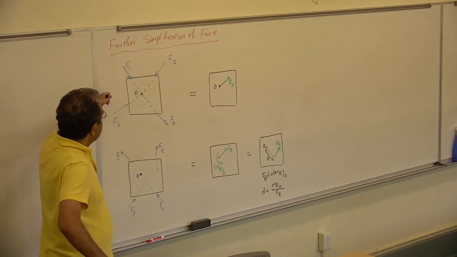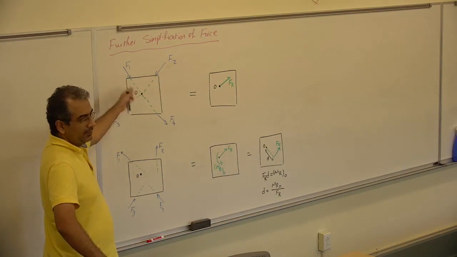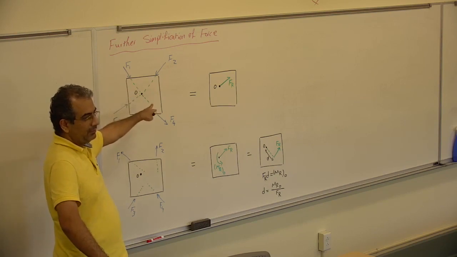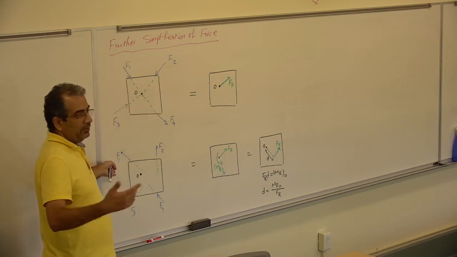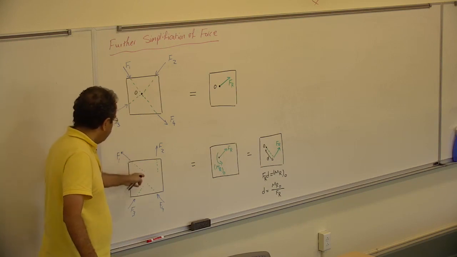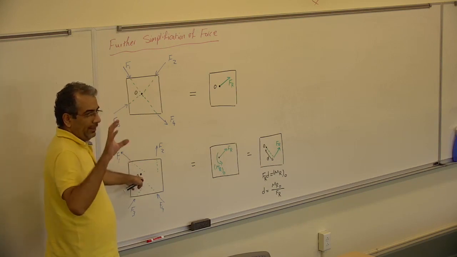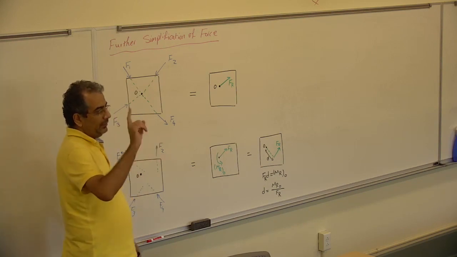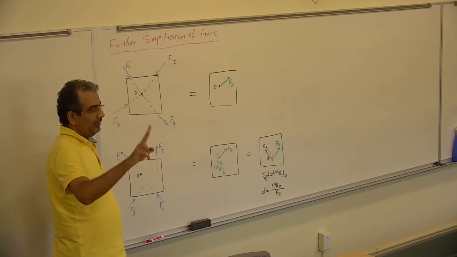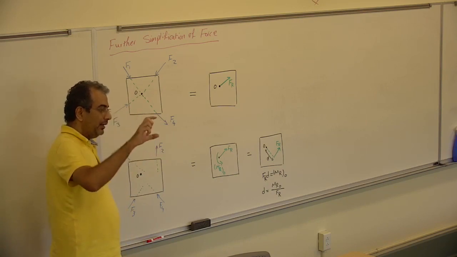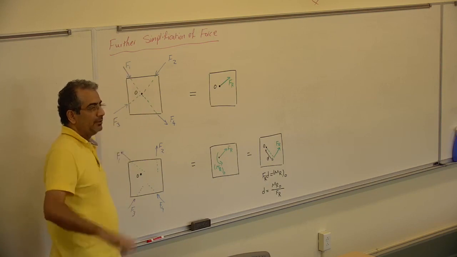So first phase, if everything meets each other and intersects, we move all of them to the intersection. Second, if they do not intersect, we move them to a point and replace them with a single force and a single moment. Then we move the resultant force around until we get rid of that moment.